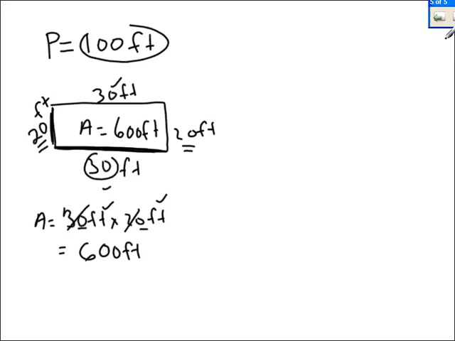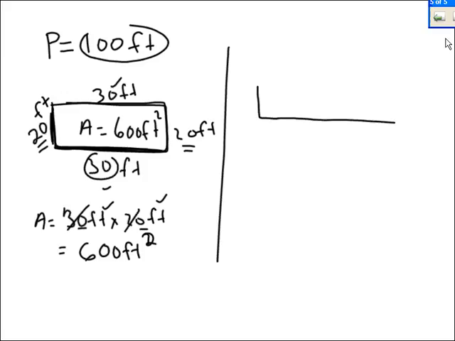600 feet square. So in other words, you go into the fence store and you say, I want to buy 100 feet of fencing. Because you want to build a dog pen, if you build it 20 by 30, you get 600 square feet for your money. Foot times foot is foot squared. You'll get 600 square feet for your money.